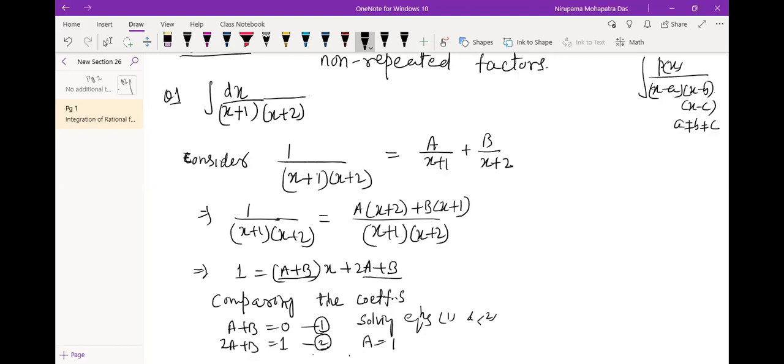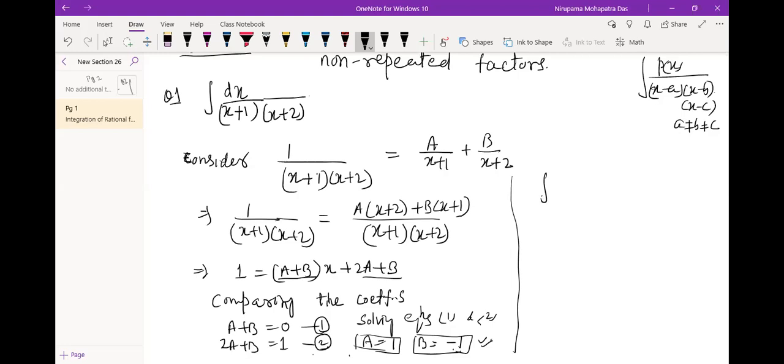And if a equal to 1, b equal to -1. Okay, so these are the terms a and b you are getting. Now you come back to the equation. Okay, after getting this, you have to integrate. So we have taken 1 by x plus 1 into x plus 2 equal to a by this and b by this.